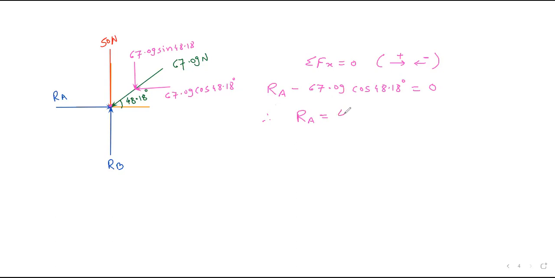44.73 Newton. So this is RA. Then now apply summation Fy equal to 0. So upward forces we will consider as positive. Downward forces are negative. Now if I apply that, then it is minus 50 because it is moving down, plus RB, we have considered it is moving up, minus 67.09 sine of 48.18 degree, which is equal to 0.